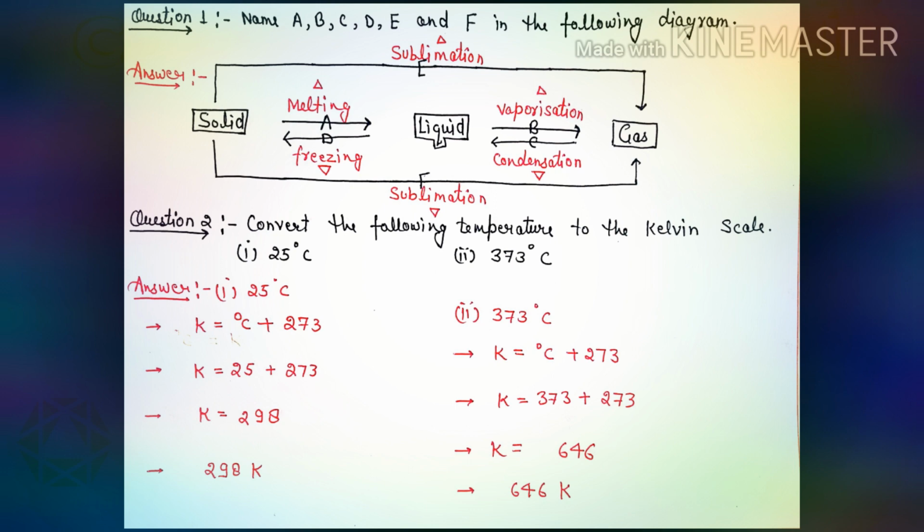Question number 2. Convert the following temperatures to the Kelvin scale. So students, temperature is measured in Kelvin, degree Celsius and Fahrenheit scales. All three are interconvertible. For example, 25 degrees Celsius when put into the formula, we get 298 Kelvin. Similarly, when 373 degrees Celsius is converted into the Kelvin scale, we get 646 Kelvin, which is the answer.